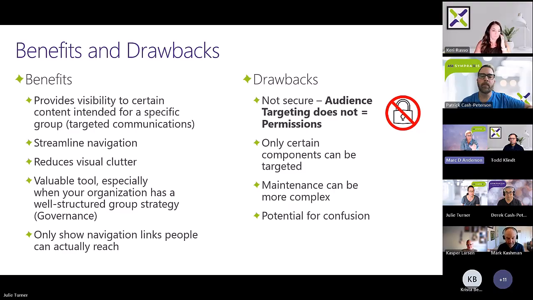So permissions are the thing that is going to prevent people from seeing things that they should not see. Targeting is more about promoting content to the right people, or people for whom it's more relevant. So you just have to get those two concepts separate in your head. Only certain things can use audience targeting. We've gone through the web parts and the navigation and the pages, where you can actually do this. You can't do it everywhere.